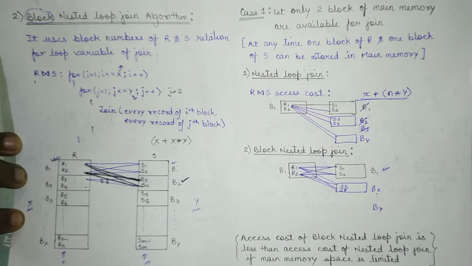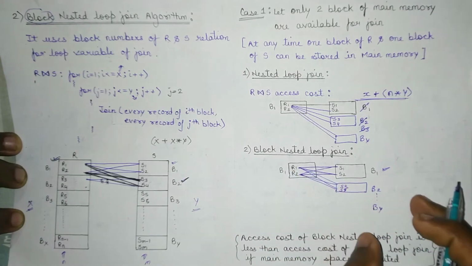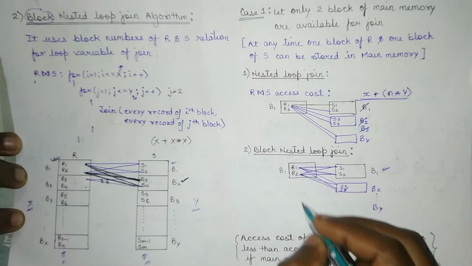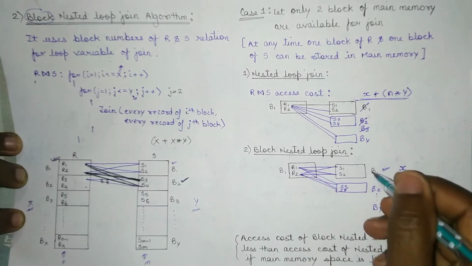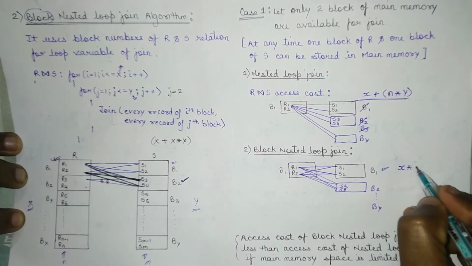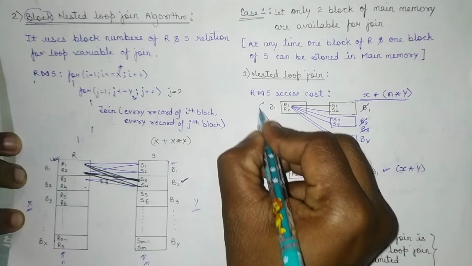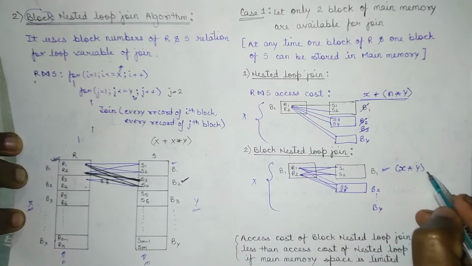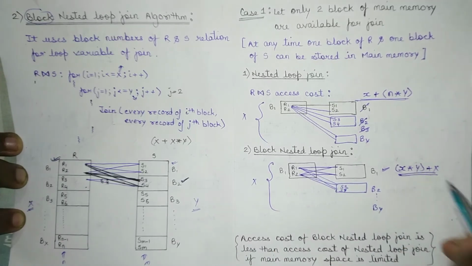Now what is the difference? The prime difference over here is that we are working on the basis of the blocks. So how many times do we have to access a new block? First time, for one block we have to access all the Y blocks. So overall how many blocks are there? X blocks. So for these X blocks we have to access all these Y blocks. That means X into Y. Apart from this join, we have to access these X blocks like here. So this X plus this X into Y. So this is the access cost.